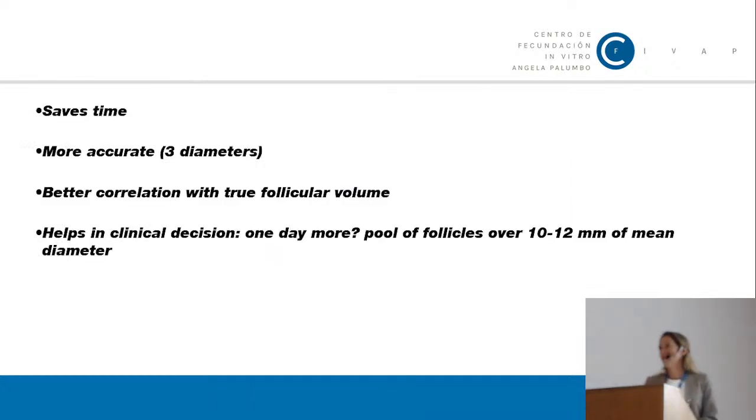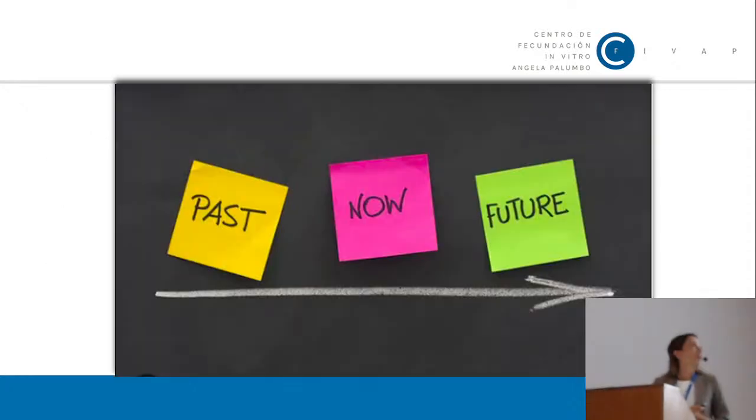So the SonoAVC saves time, it's more accurate because it uses the third diameter, has a better correlation with the true follicular volume, and can help when we have to decide if one day more could be beneficial for the patient, attending to the pool of follicles that are between 10 and 12 millimeters. Okay, for us, 2D monitoring is the past. We are now using 3D monitoring and SonoAVC in our daily practice.